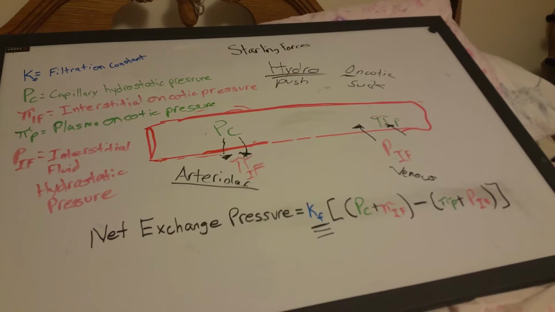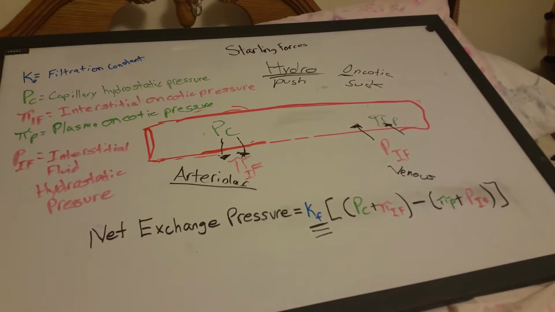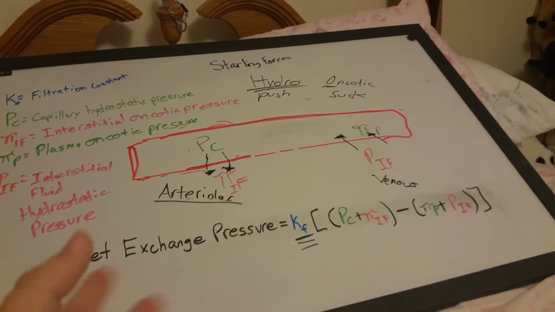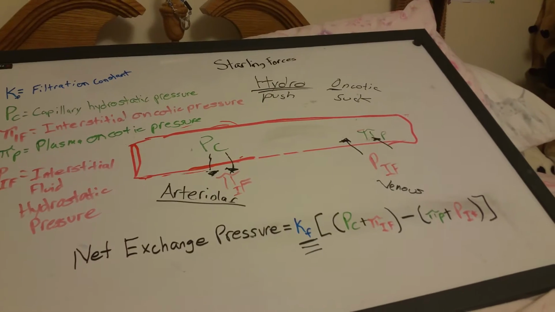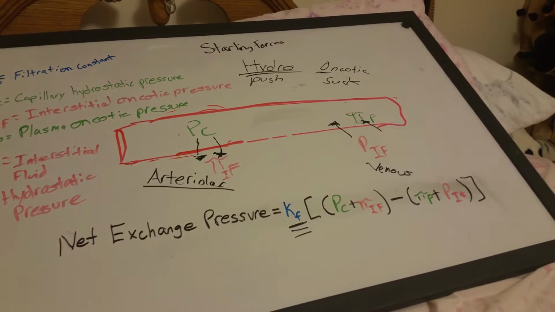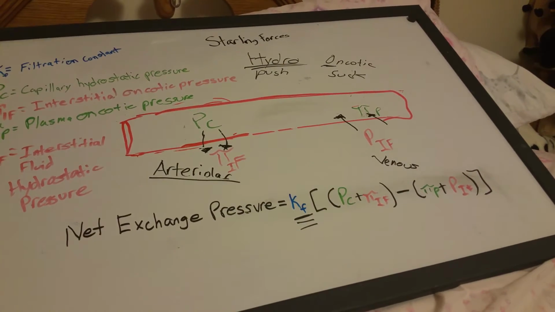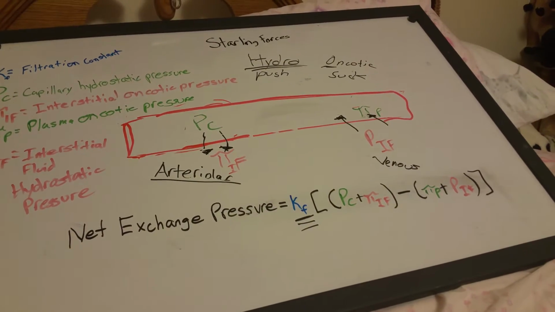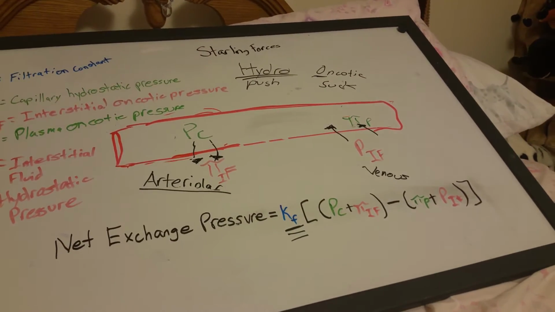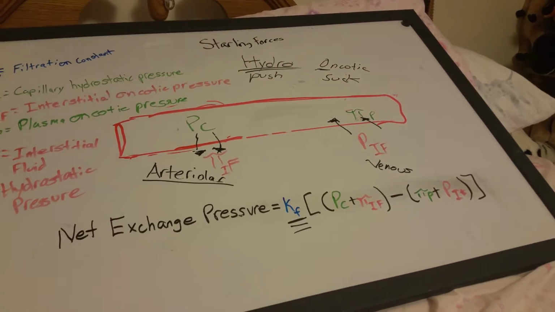So when our heart pumps, we go to arterioles, and in the middle we have the arteriolar end, the capillary, the venous end. This is what we want to happen. We want, at the arteriolar end, for our fluid to come out of our capillary into the interstitium where our tissues can pick it up and get the oxygen and the nutrients that they need.